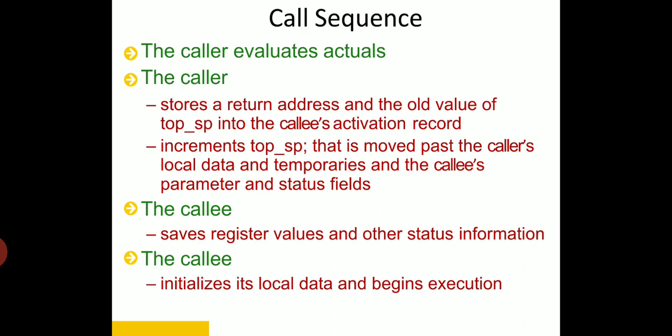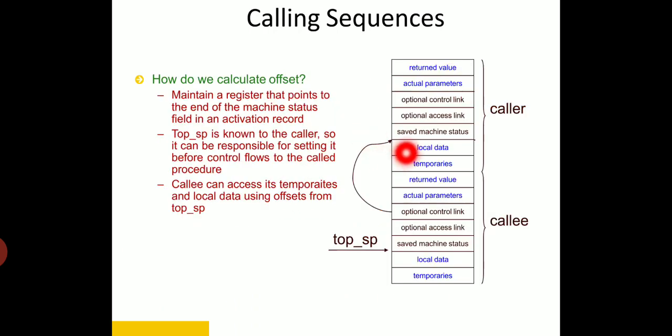So, finalizing the call sequence: the caller evaluates the actual parameters. The procedure is invoked by the caller, so inside that there will be actual parameters in the invocation statement. So the caller evaluates the actuals. Next, the caller stores a return address and the old value of top_SP into the callee's activation record. Then it increments top_SP so that it is moved past the caller's local data and temporaries and the caller's parameter and status field. So it will move past the caller's local data and temporaries and move till here.